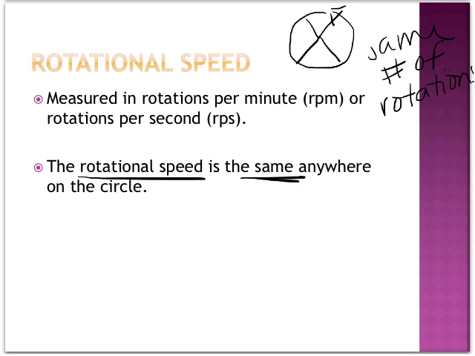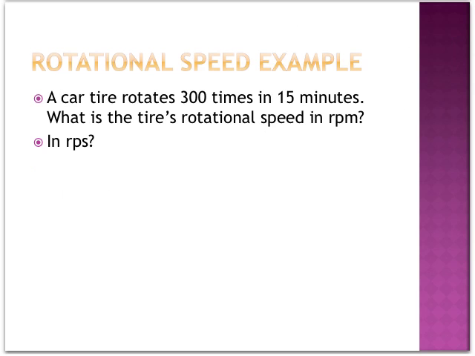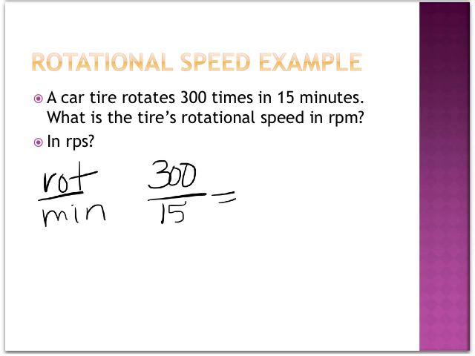Remember, you can do rotations per minute, rotations per second. So, an example of that is a car tire rotates 300 times in 15 minutes. So you can do rotations per minute, which is going to be 300 divided by 15, which is 20 RPM. I don't know if you guys have ever heard or seen that on a car, but RPM is how many times your tires are rotating in a minute.